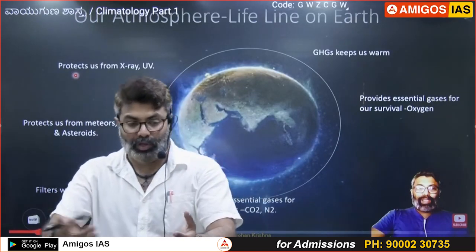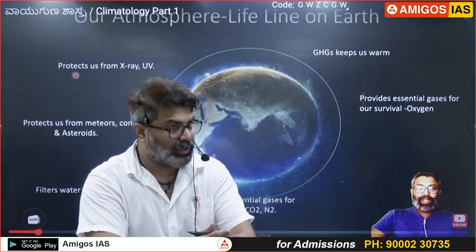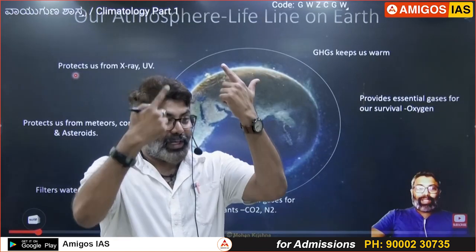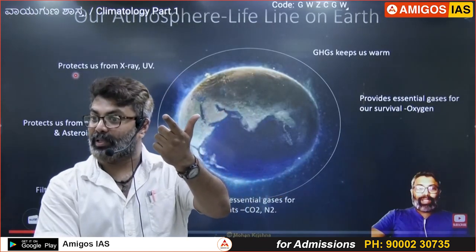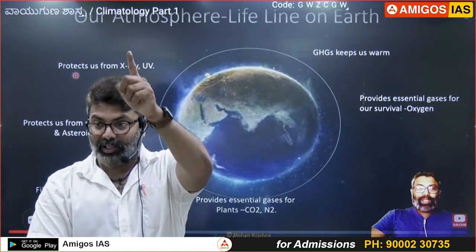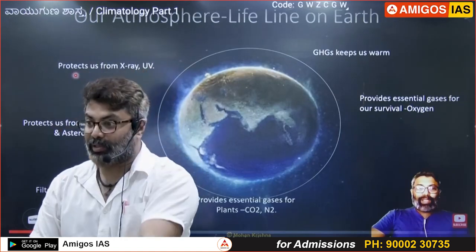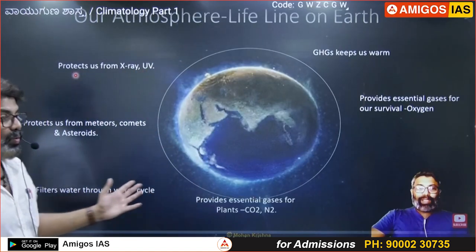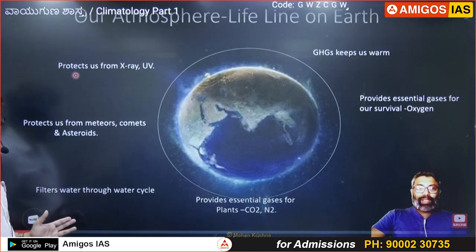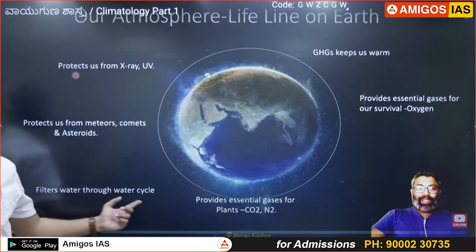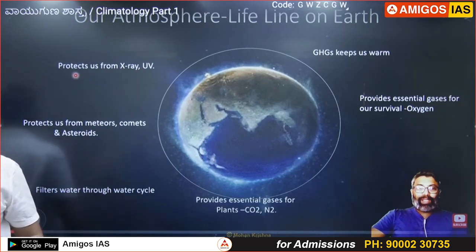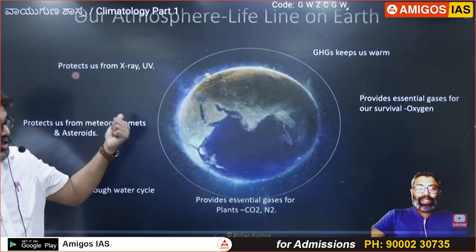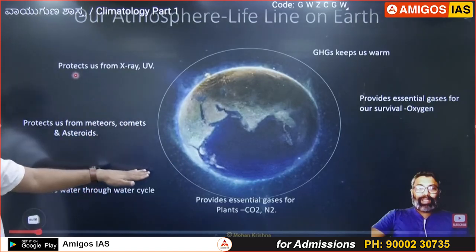Let's say you get water, what do you do? You wash your hands, correct? Use soap, detergents and all, and you put that water on the ground. That water evaporates, leaving behind those chemicals here only. When the water goes up, it condenses, becomes cloud, and comes back as clean water to the earth. And again it goes back. This is called the water cycle. So our atmosphere filters water through the water cycle. It is our natural filter. The atmosphere acts as a natural filter. So that is again an advantage.